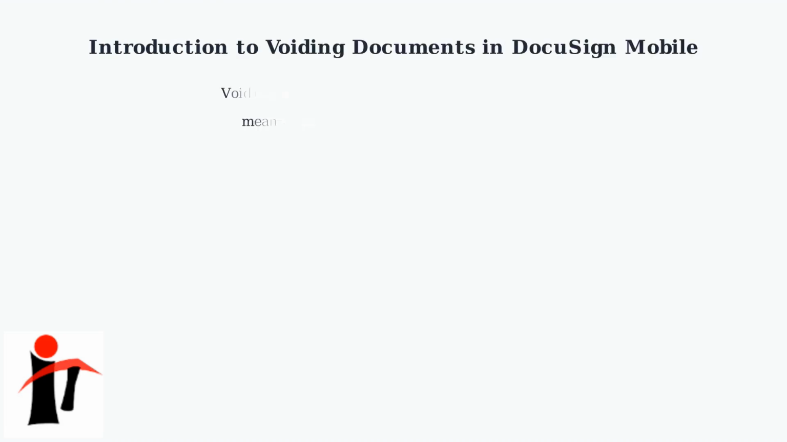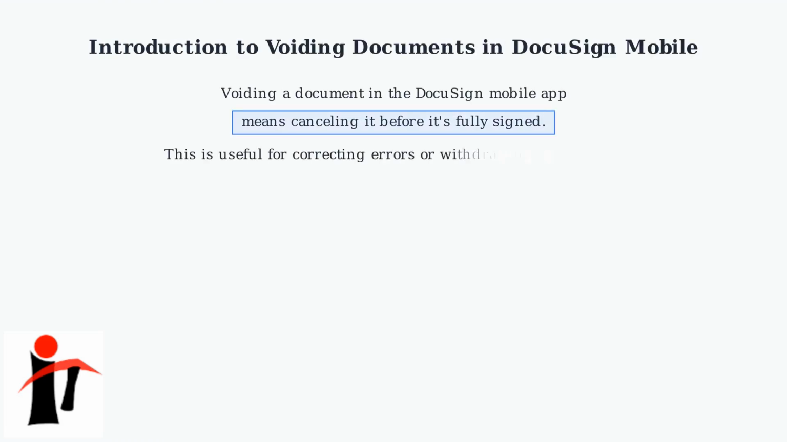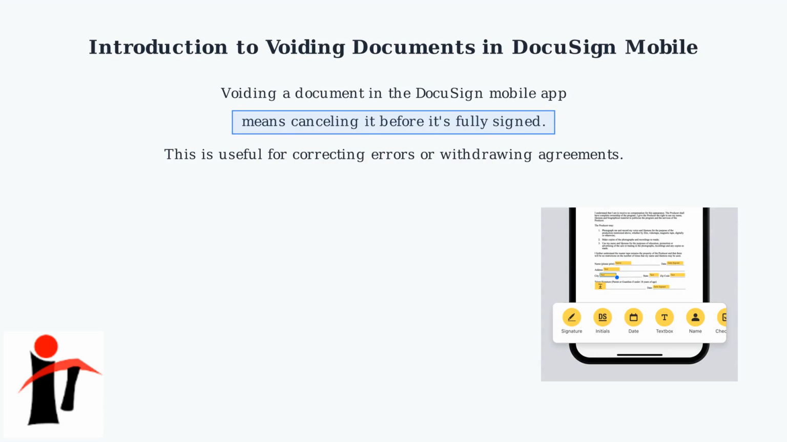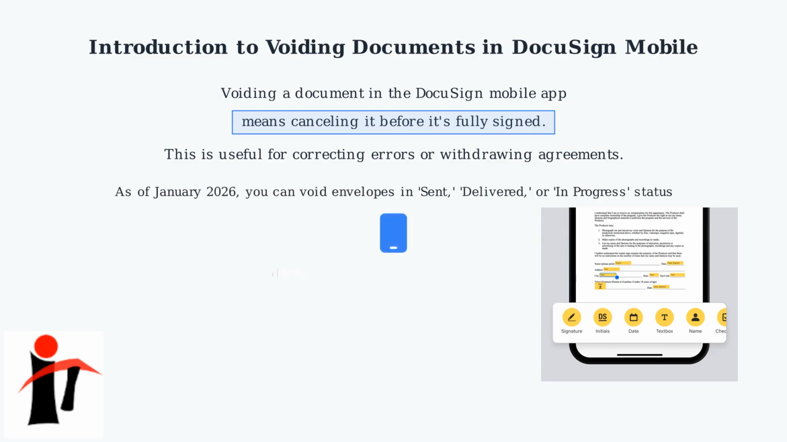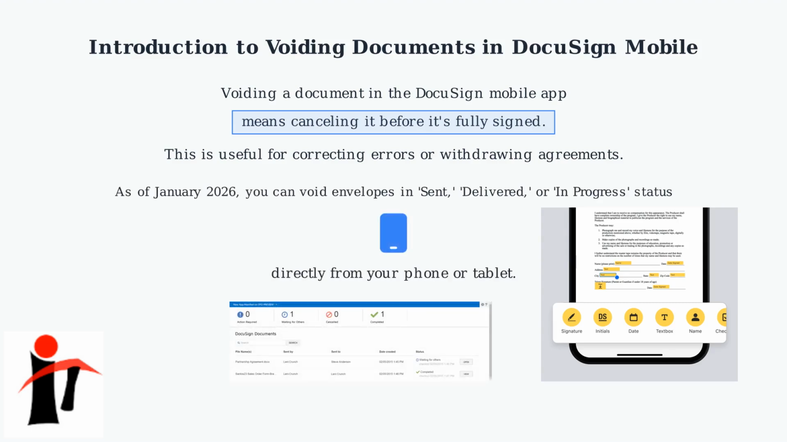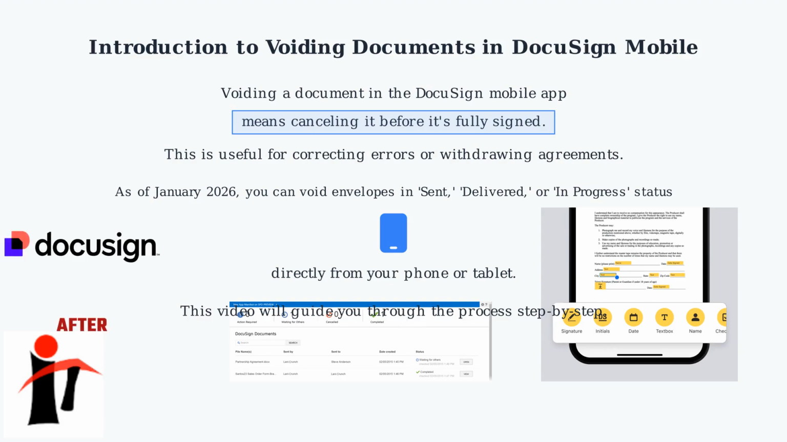Voiding a document in the DocuSign mobile app means canceling it before it's fully signed. This is useful for correcting errors or withdrawing agreements. As of January 2026, the DocuSign mobile app allows you to void envelopes that are in sent, delivered, or in progress status directly from your phone or tablet. This video will guide you through the process step by step.